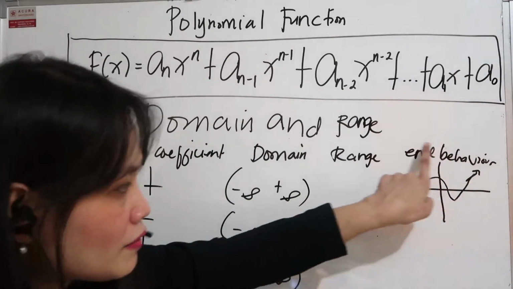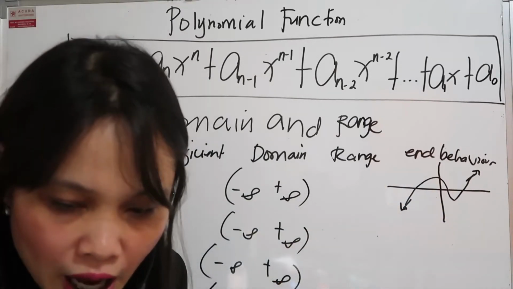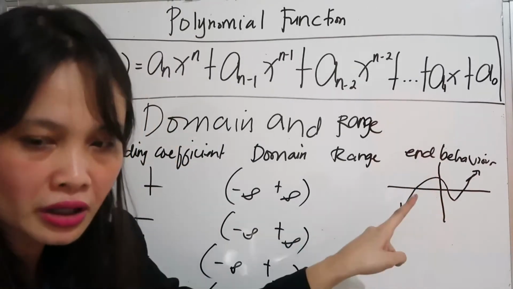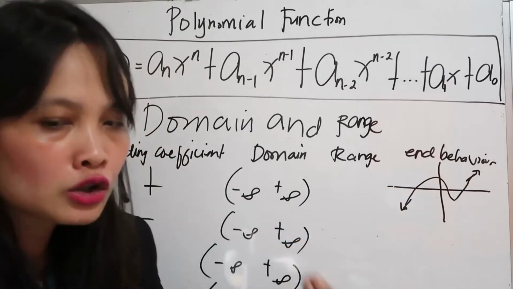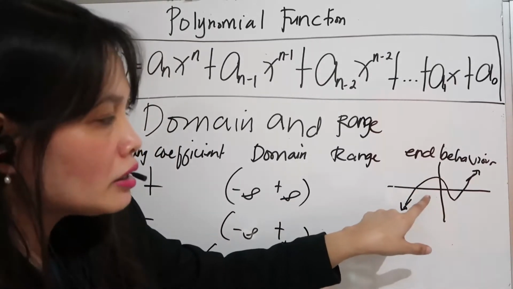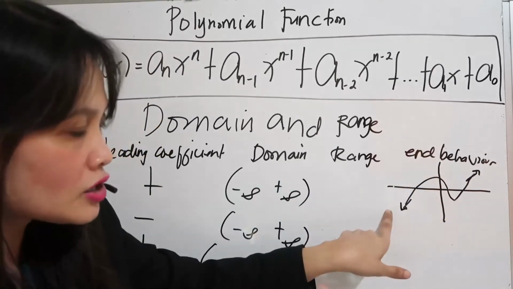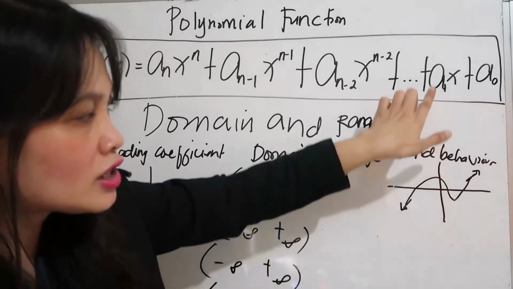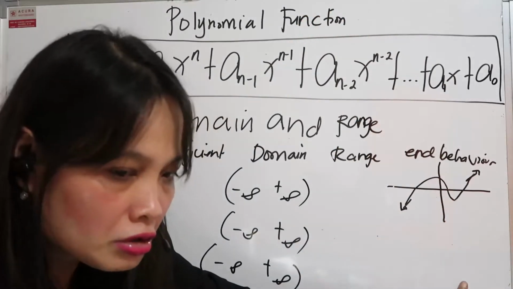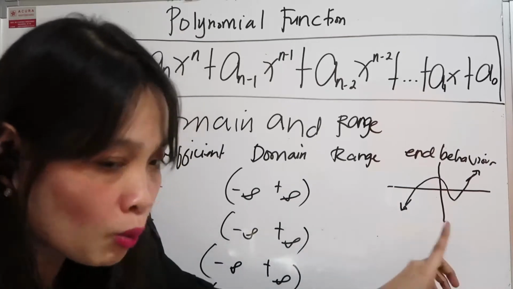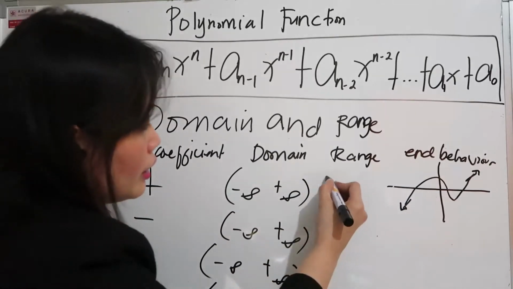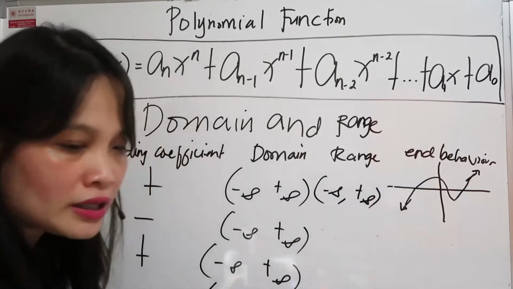Now, based on the graph, how do we determine the range? What have you noticed? If the graph is like this, you can extend the highest value going to positive infinity, and you can extend the lowest value of y into negative infinity. So therefore, the range will be negative infinity to positive infinity.